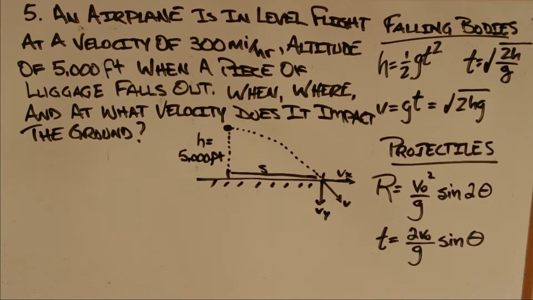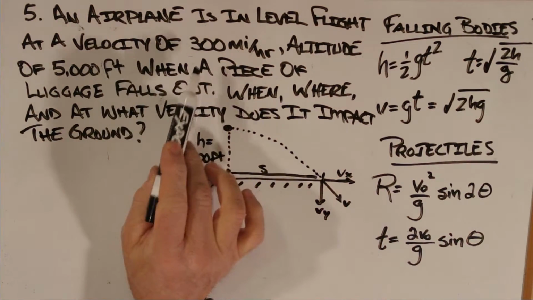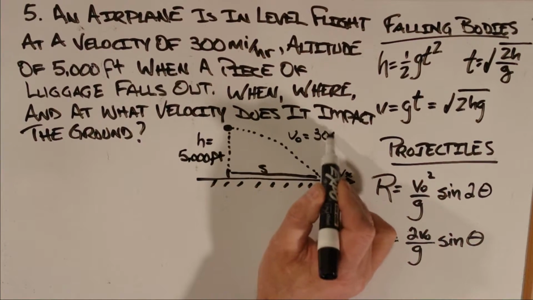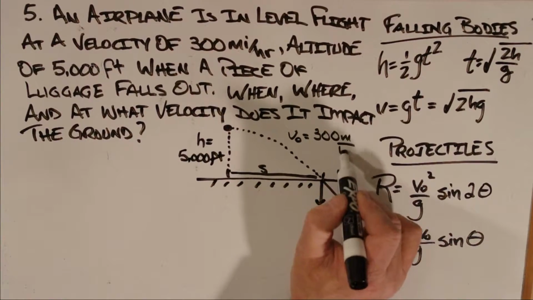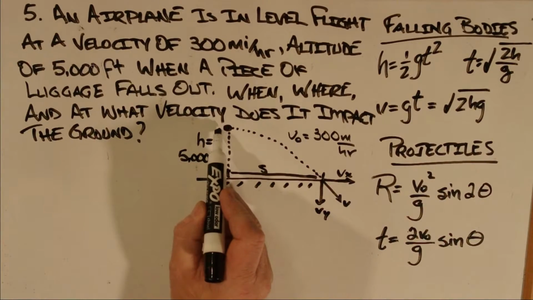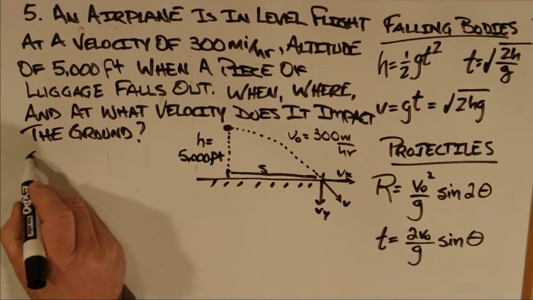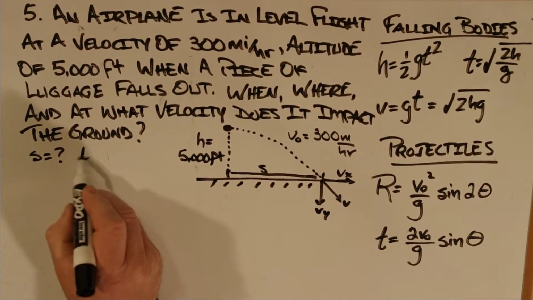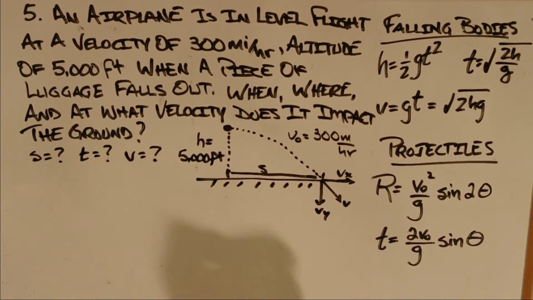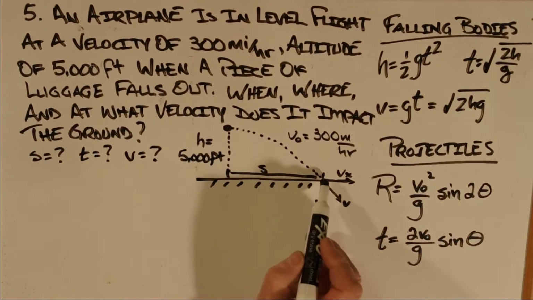Our final problem: an airplane is in level flight at a velocity of 300 miles per hour and altitude 5,000 feet when a piece of luggage falls out. We're asked to find when, where, and at what velocity the piece of luggage impacts the ground. Again, v sub 0 is 300 miles per hour, height 5,000 feet. And so the first thing, after writing down what it is that we're trying to find, which is distance, time, and velocity, we can go after them.